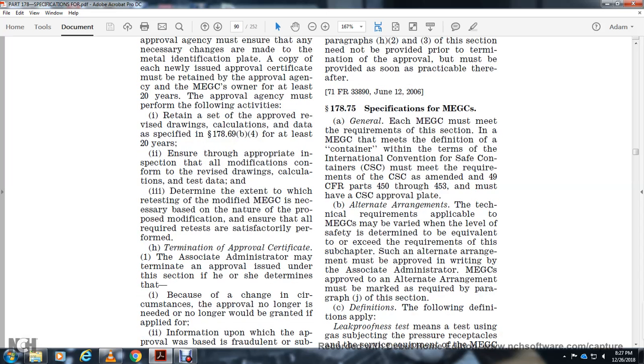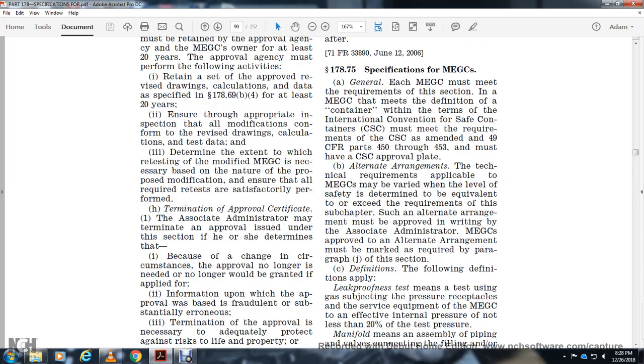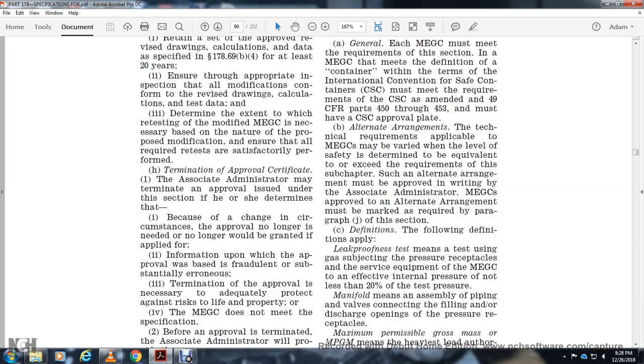Termination of approval certification: the associated administrator may terminate an approval issued under this section if he or she determines that because of a change in circumstances the approval is no longer needed or would no longer be granted, or if information upon which the approval was based is fraudulent or substantially erroneous, or if termination of the approval is necessary to adequately protect life or property.